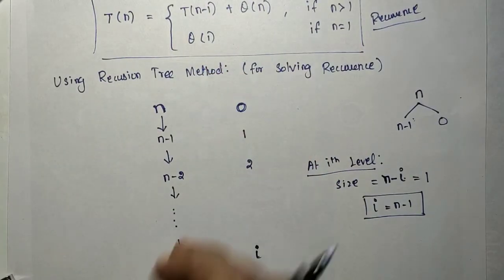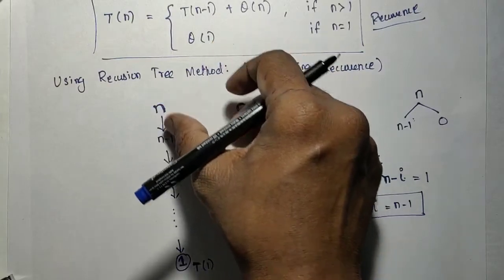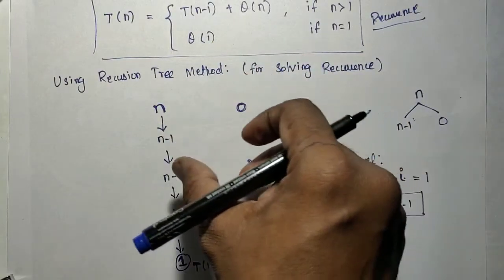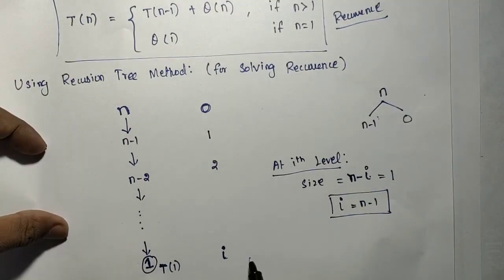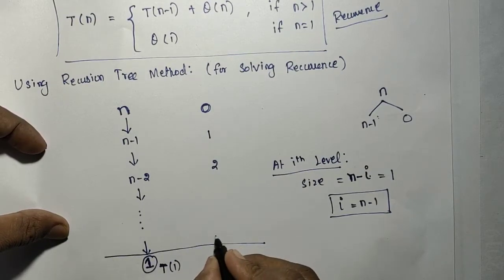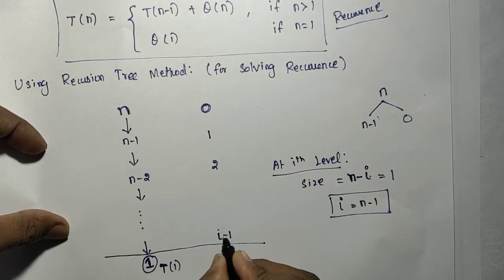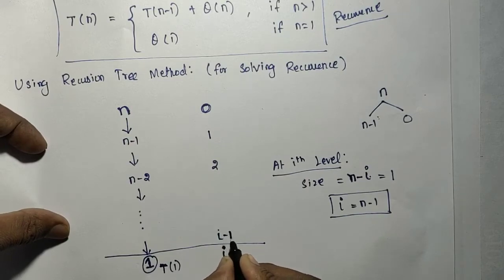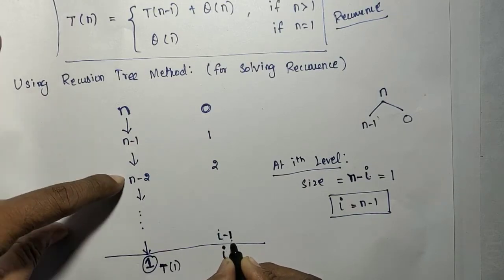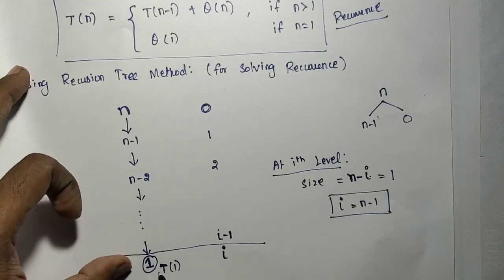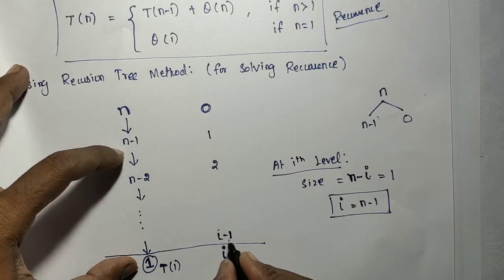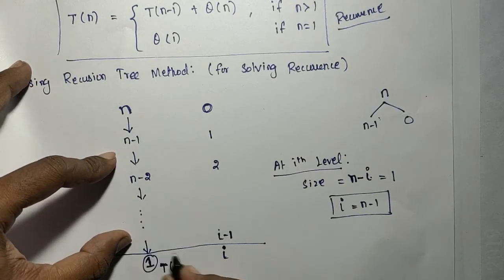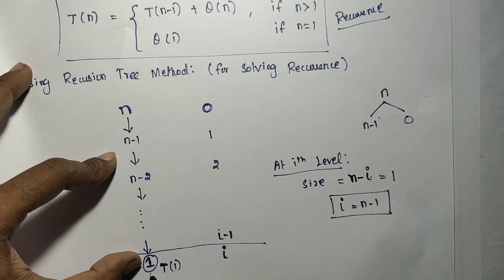all the levels. So first level n size, plus n minus 1, plus n minus 2, like this up to 1. So how are we going to add? We are going to count up to i minus 1, because the size is unknown up to i minus 1, n minus 1, n minus 2, n minus 3, like that. For the ith level, the size is known as 1. Up to i minus 1, the size contains the n term. In the ith level there is no n term, we are assuming this is 1.